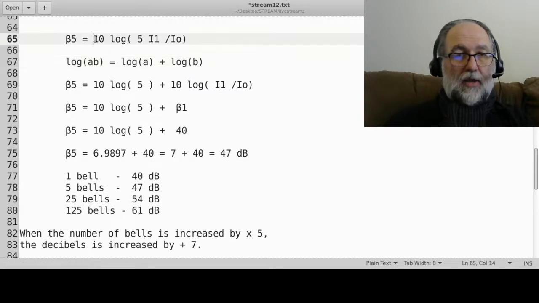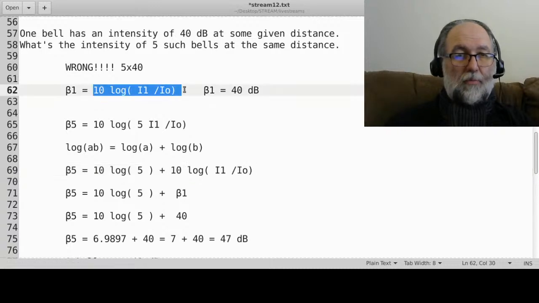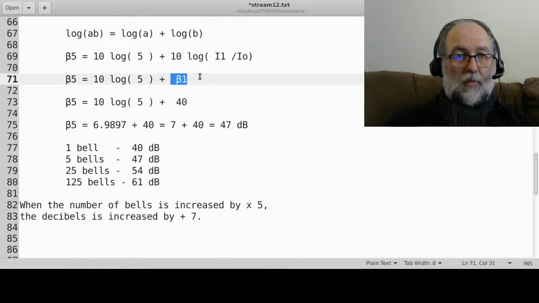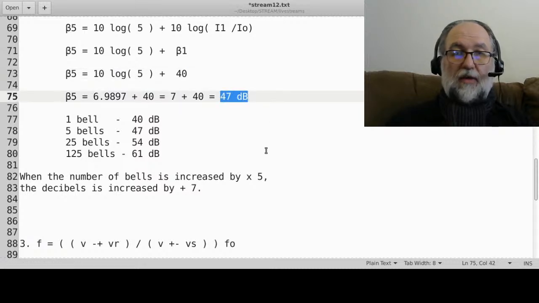Okay, and so now you get 10 log 5. That's going to be one term. And then the other term is going to be 10 log I over I naught. There's your second term. And you say, well, why'd you break it up that way? Because 10 log I1 over I naught, that's back to your beta 1. And so there's beta 1 there. So beta 5, which is the intensity in decibels of 5 of them, is going to equal 10 log 5 plus beta 1, of just one of them. 10 log 5 turns out to be 7, plus 40, that's 47.